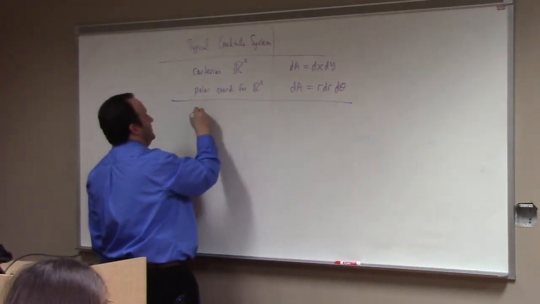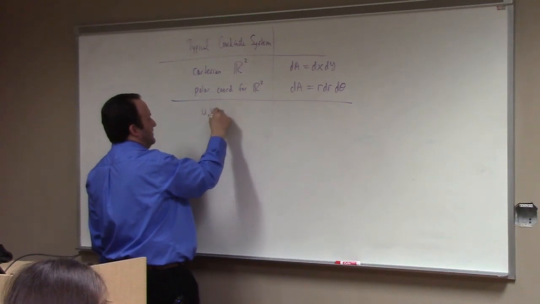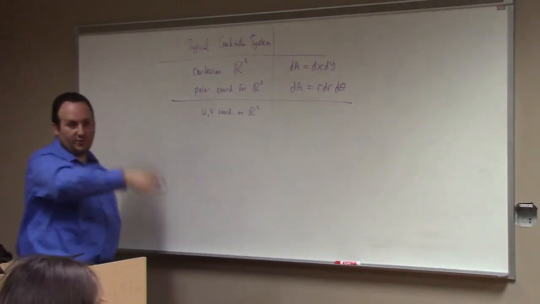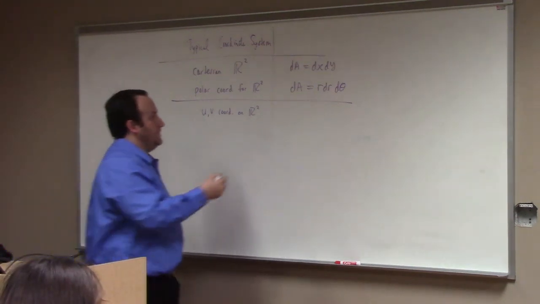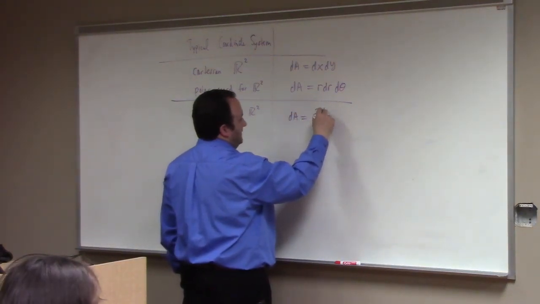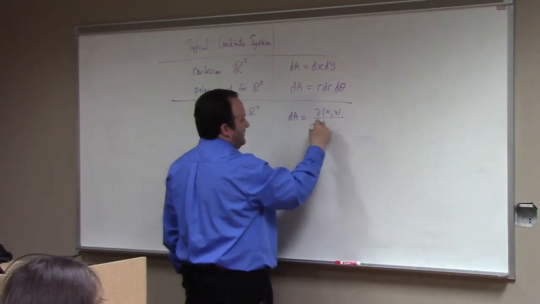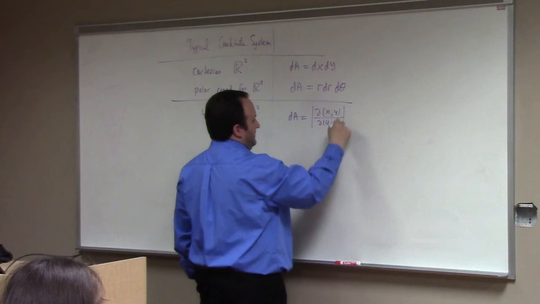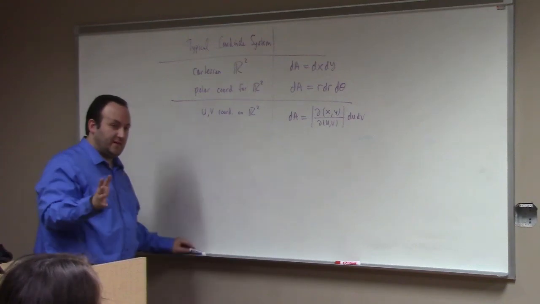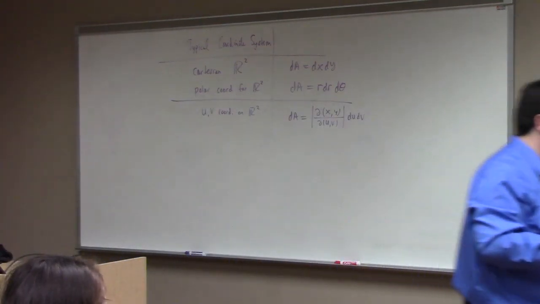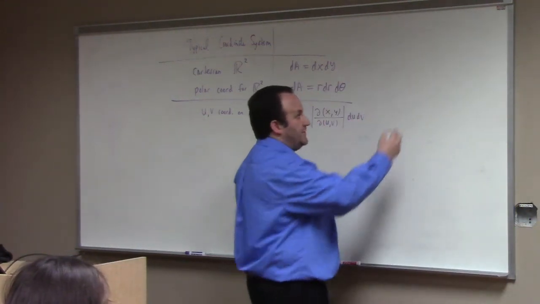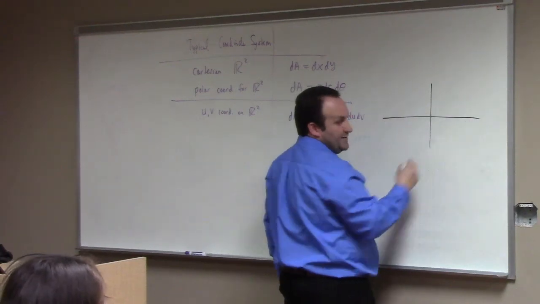But if you were to do, say, uv coordinates on R², if you were to consider some coordinate system, say the uv coordinate system, then your dA would be the absolute value of the Jacobian of (x, y) with respect to (u, v), du dv. Let me give a specific example of this. How about this coordinate system? This is a weird coordinate system, right? But check this one out.